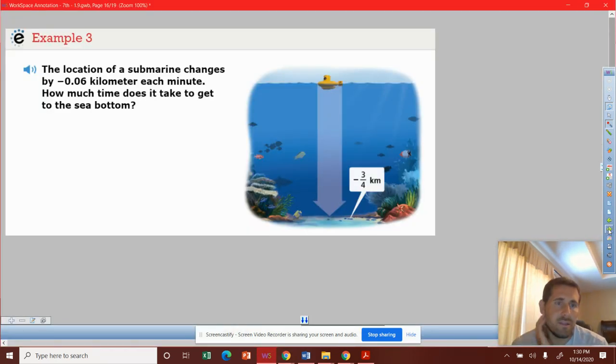Example number 3. The location of a submarine changes by negative 0.06 or 600 kilometers every minute. How much time does it take to get to the sea's bottom? So the sea's bottom is at negative 3/4 kilometers. How are we going to get there?